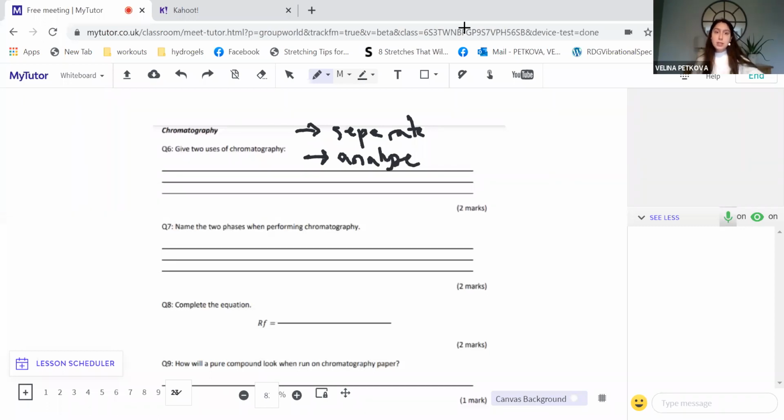Okay, so name two phases when performing chromatography. Could use it to check blood groups. Yeah, they probably do use it to check blood groups. Great. Haven't heard that. I think they would. So do we know the two phases when performing chromatography? Does anyone have any idea?